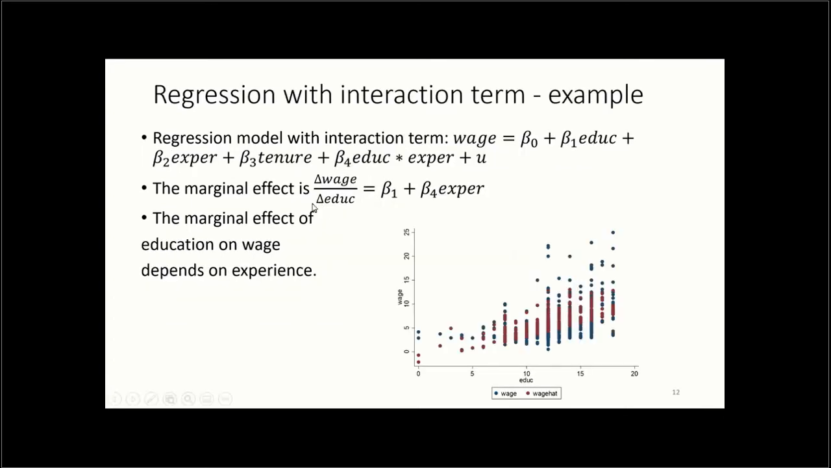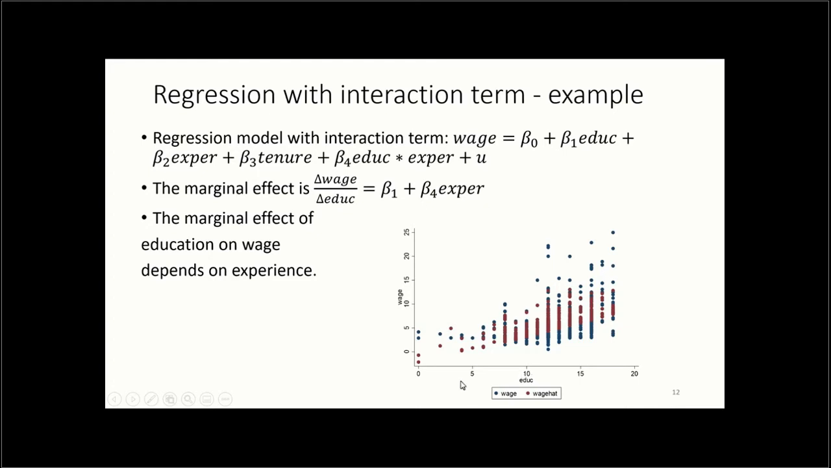Here we have a regression model of wage on education, experience, tenure, and the interaction of education times experience. So the marginal effect of education on wage is the change in wage over the change in education, and this would be beta 1 from here plus beta 4 times experience. So now the marginal effect of education on wage depends on the other variable, experience.